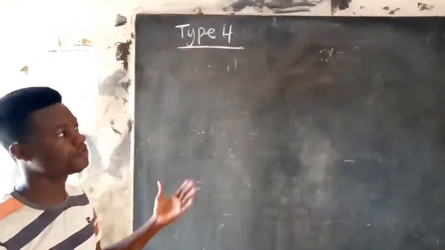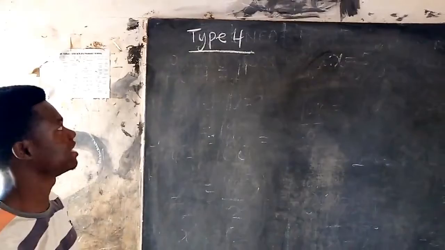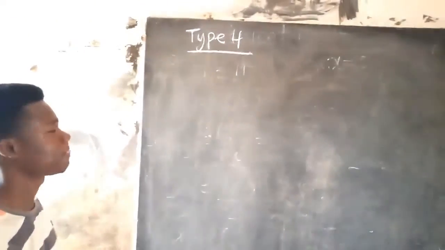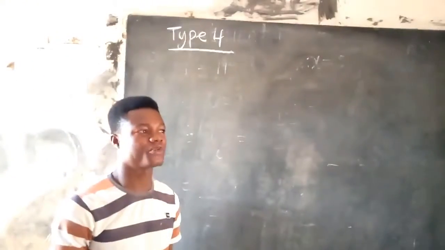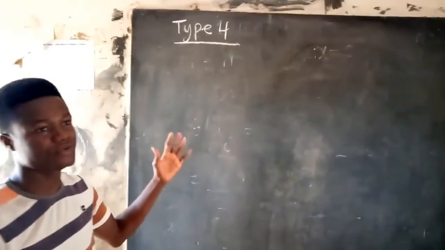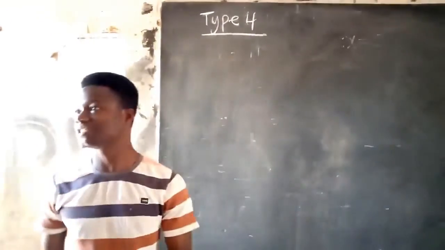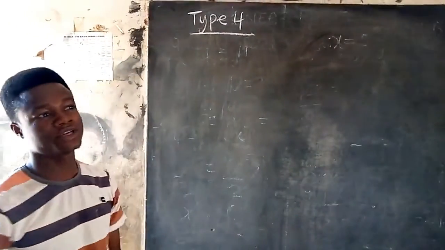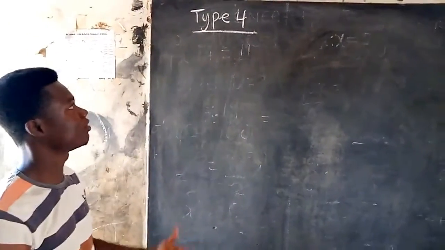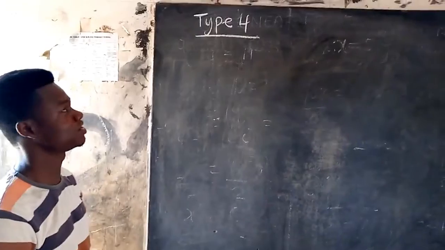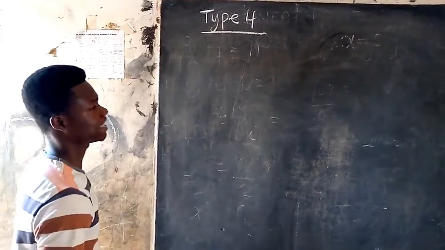We are continuing from where we ended the other day, and today we are talking about type 4 and how you can solve the type 4 equation. Type 4 is a type of equation which involves a fraction. Sometimes students see a fraction in the equation and they don't know what to do. So we want to tackle this problem and see how we can handle it.